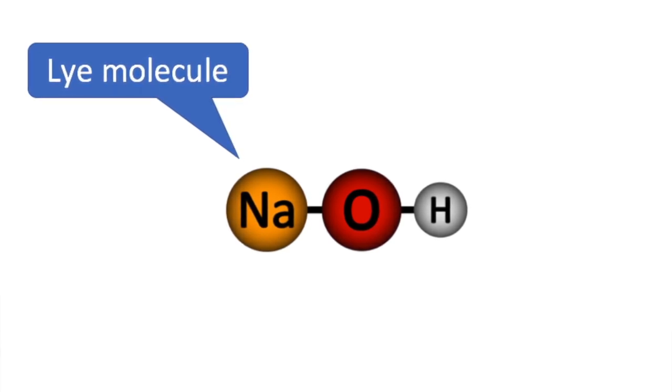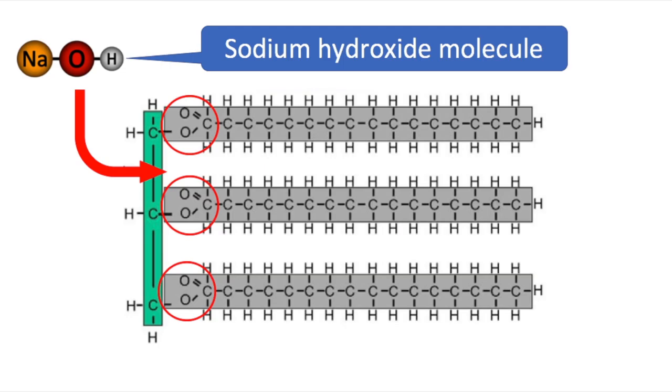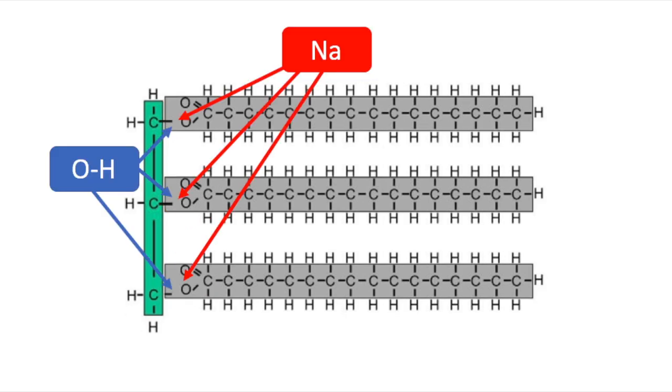sodium hydroxide example. When a lye molecule and a fat molecule meet, the single bond between the carbon atom on the glycerol backbone and the oxygen atom on each fatty acid is broken. The carbon on the glycerol backbone picks up the OH portion of the lye molecule, and each fatty acid picks up the sodium atom of the lye molecule. In the end, you have one glycerin molecule and three soap molecules.